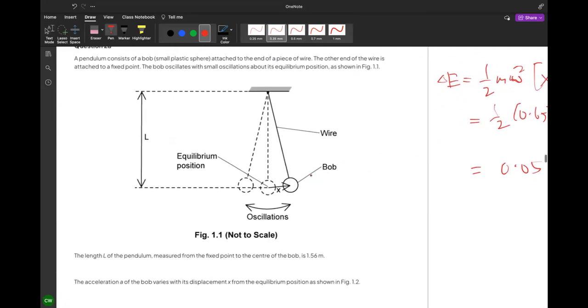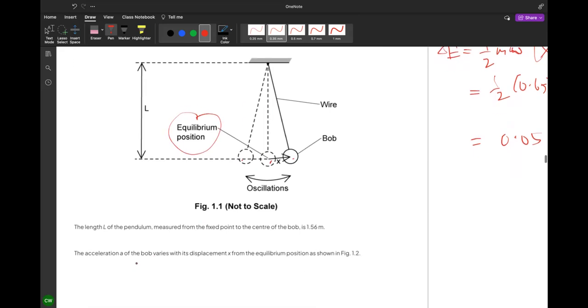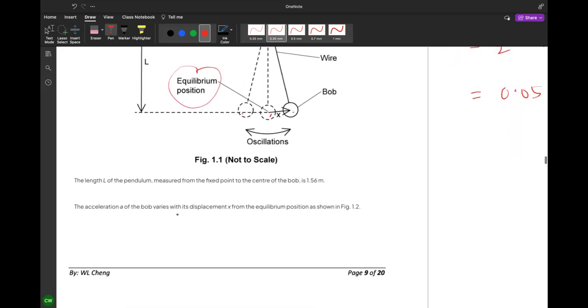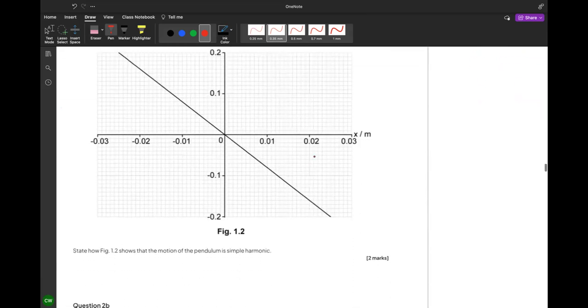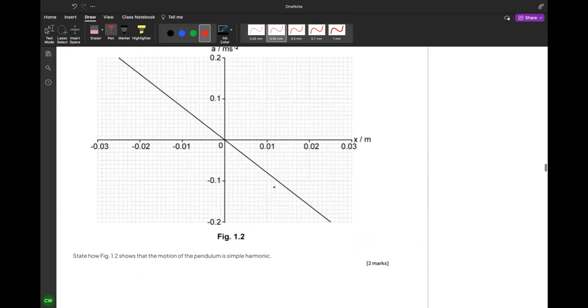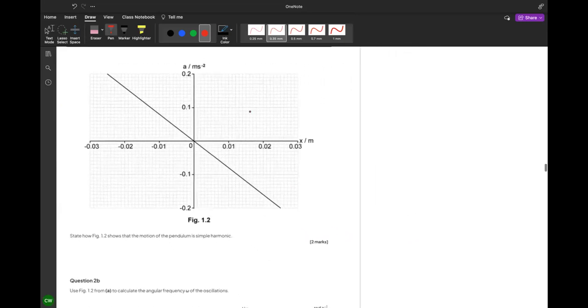Pendulum consists of the bob. So we can see one extreme, two extreme, middle, equilibrium. The length varies with this. This one no need to know so much. State, how do you know this is simple harmonic motion? 2 marks. Tell me, how do you know this is simple harmonic motion? How do you tell from this thing again?